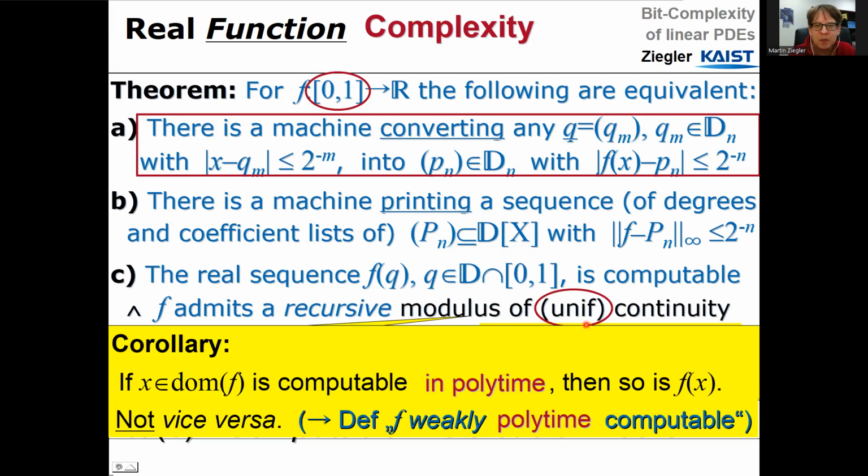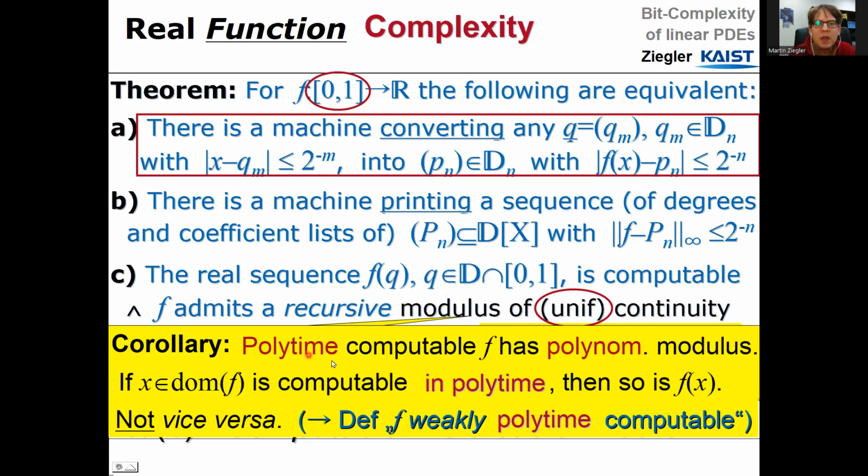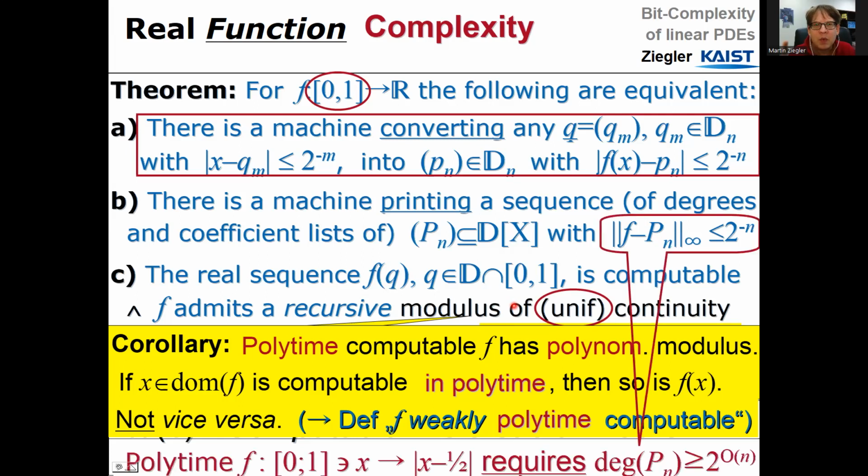Another point to observe is that, well, whenever the function is computable, then by this equivalence, it admits a computable discrete modulus of continuity. If a function is polynomial time computable, then it admits a polynomial modulus of continuity, not polynomial time computable, but simply polynomial modulus of continuity. I'm not going to prove this, but I'm going to return to that later when we define computability and complexity of operators.